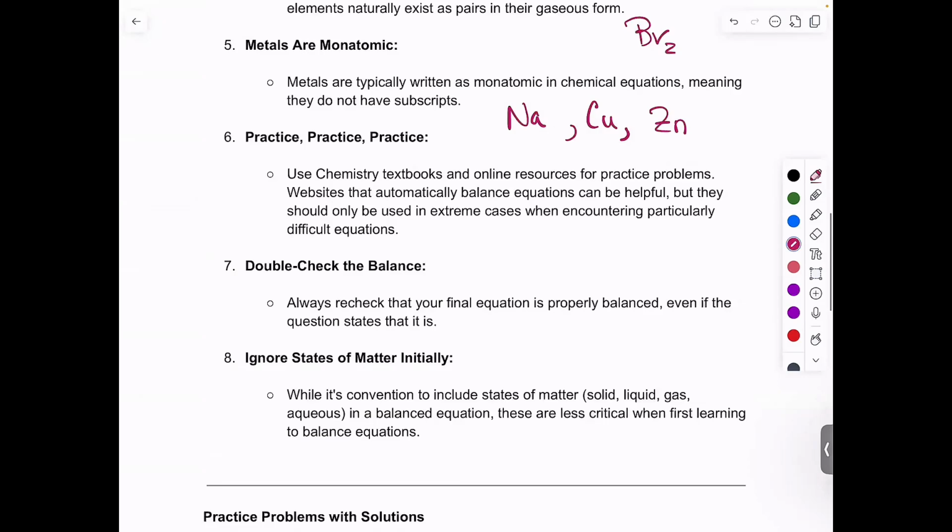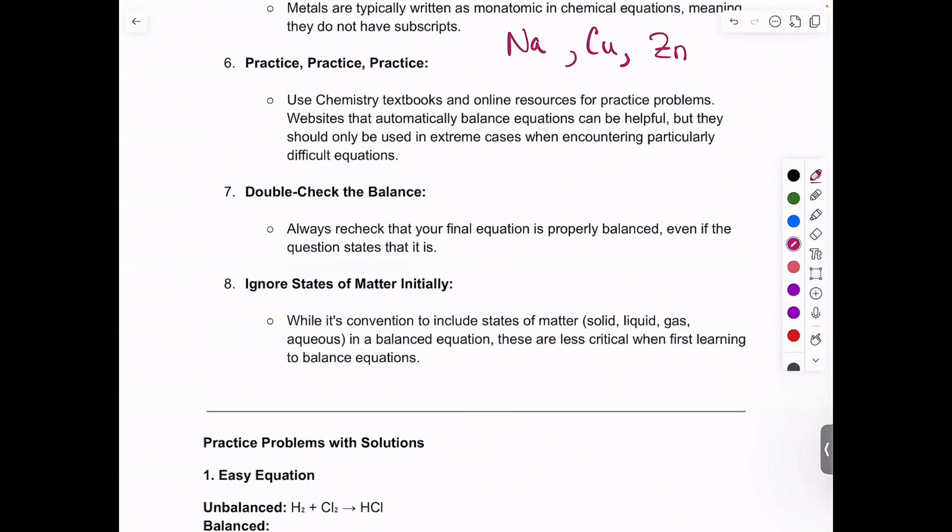And then always at the end, just double check and make sure you have all the numbers accounted for. And then in the beginning, I do sort of ignore states of matter. As you progress in chemistry, you of course need to notate what's solid, what's liquid, what's gas. But right now we're just trying to get the numbers right.